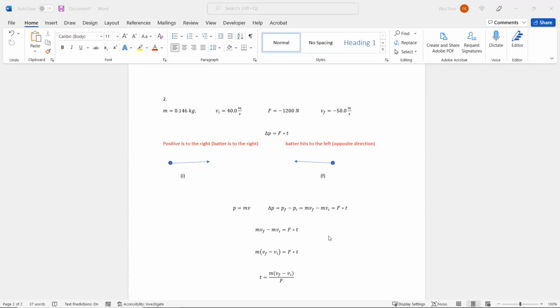So when you're plugging it into the equation, the equation you get is T equals 0.146 kilograms, and then in parentheses 50 meters per second minus 40 meters per second. Is that right? It should be. Yeah, it's minus 50 minus 40. Oh, okay, negative 50 minus, okay. Yeah, sorry. Yeah. Okay, and then over negative 1200. Yes. Okay.